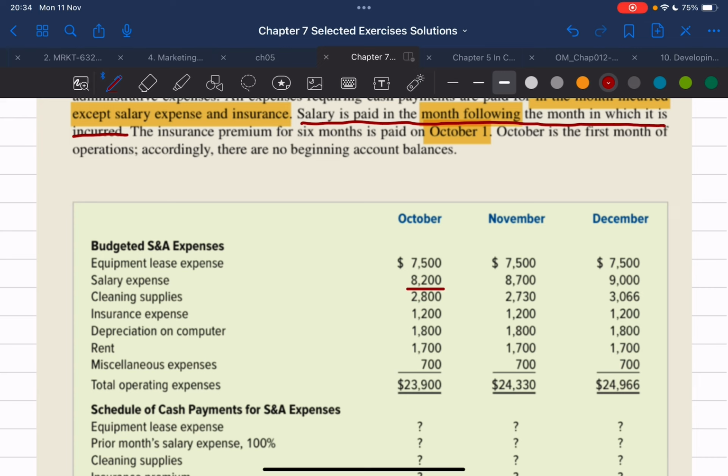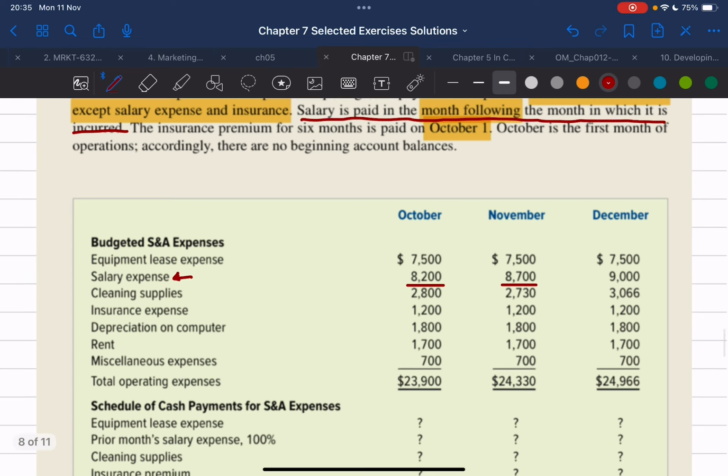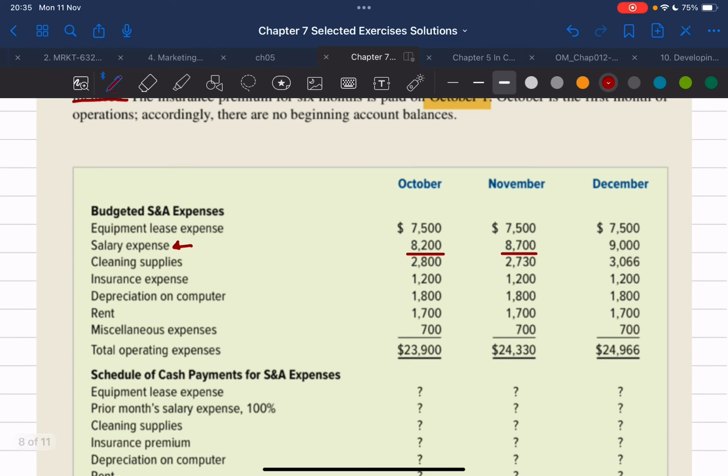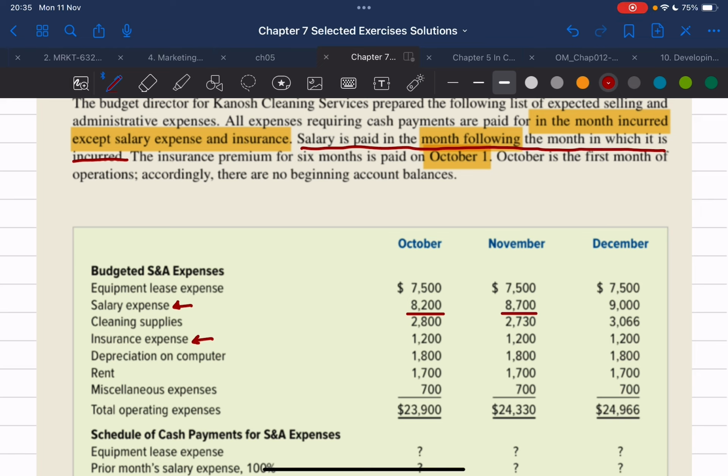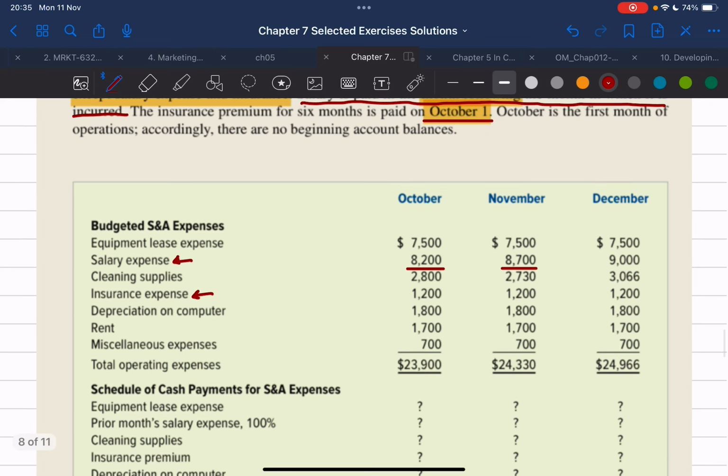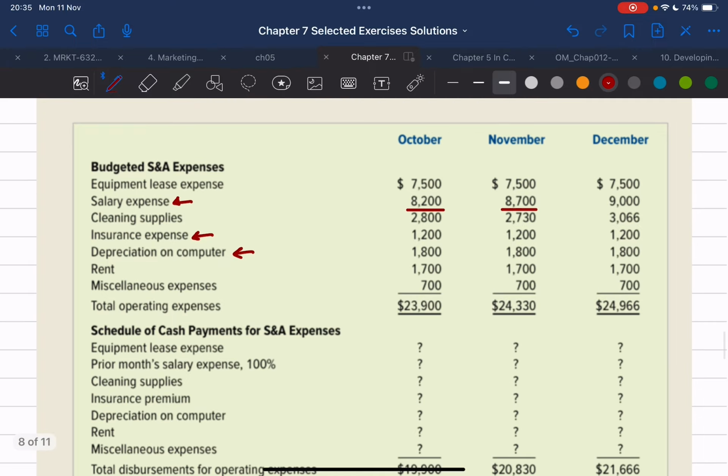So here we need to pay close attention to this part. And also for the insurance, because the question told us: look at this sentence, the insurance premium for 6 months is paid on October 1st. One more thing to pay close attention to is the depreciation on computer. Depreciation, as we all know, is a non-cash expense, so we're not going to include it in our schedule of cash payments. Everything else is going to be copied the exact same way in the schedule of cash payments.